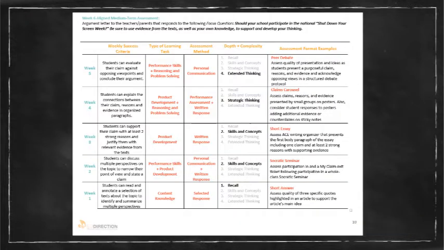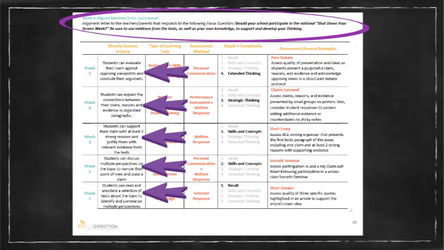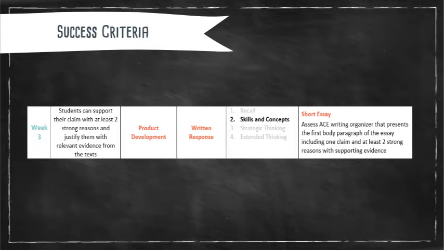So now let's look at the learning progression for this example. With the weekly success criteria, also notice that each week the expectations for students require more skill leading up to evidence of mastery to get them ready for the medium-term assessment. Here your success criteria is that students can support their claim with at least 2 strong reasons and justify them with relevant evidence from the text.